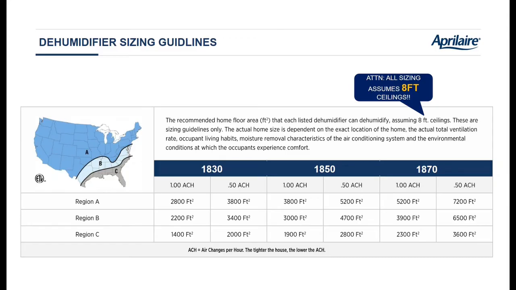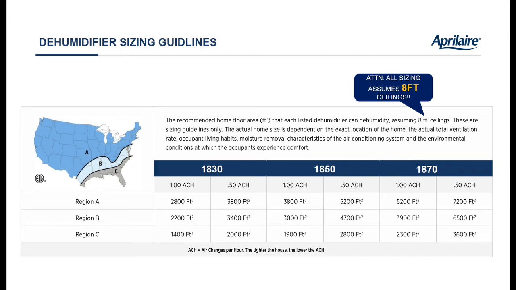The top of the chart, you see models, and then below that do you have 1 air change per hour? That's what ACH is. Or do you have half an air change per hour? A typical tight house built in the last, say, maybe 10 years is going to be half an air change per hour. Even an older home that's had some significant renovations done to it, better windows, better doors, some weather stripping, some sealing, that could have a half air change.